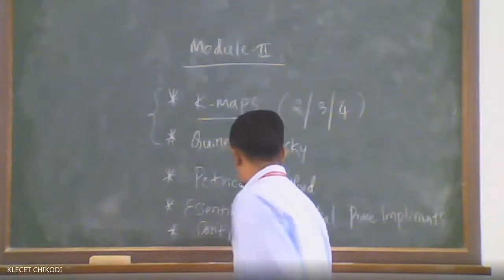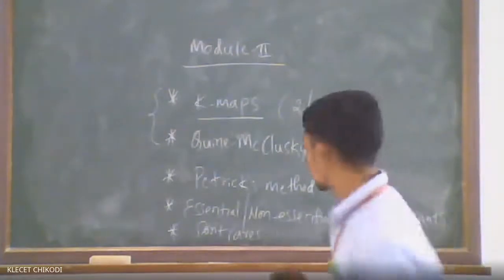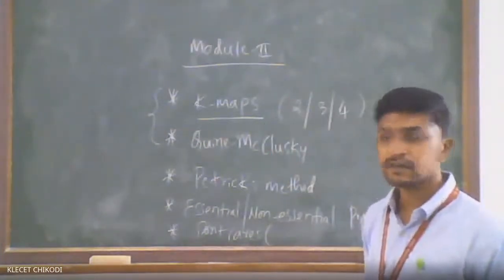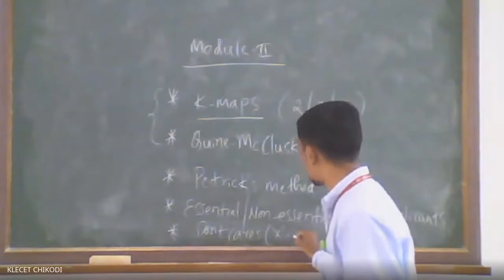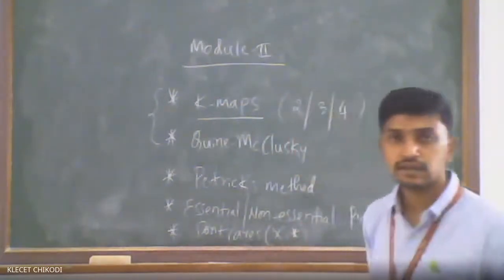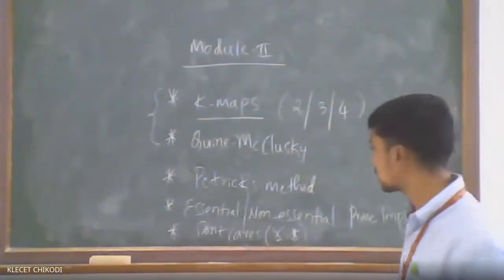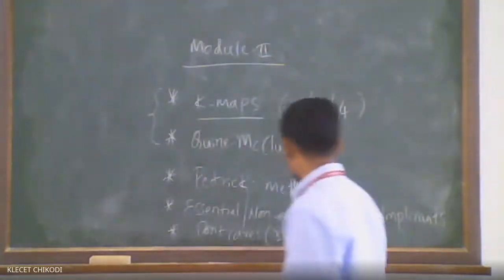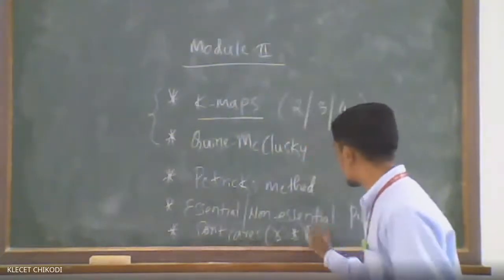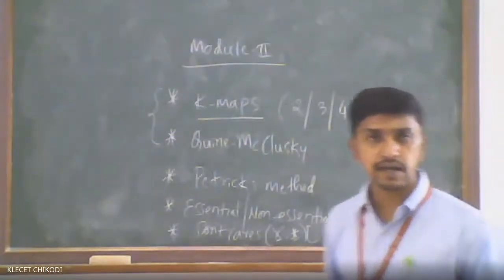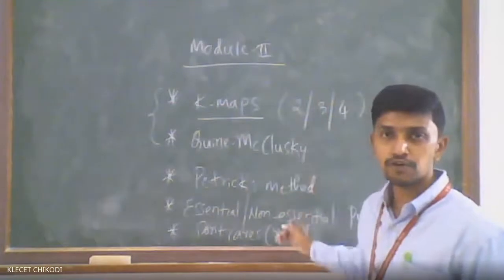which include don't cares. The don't care may be either X or star notation. They will give the don't care as X notation or star notation. So it will be like that. Or the don't cares, they call them the incompletely specified functions. So we'll see all these in module 2 only.